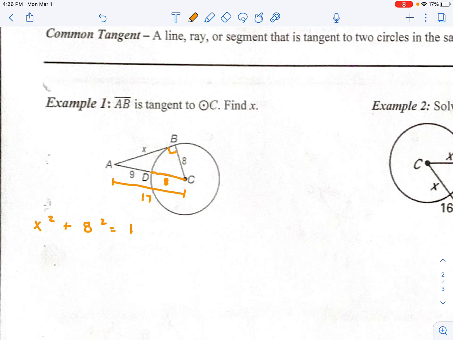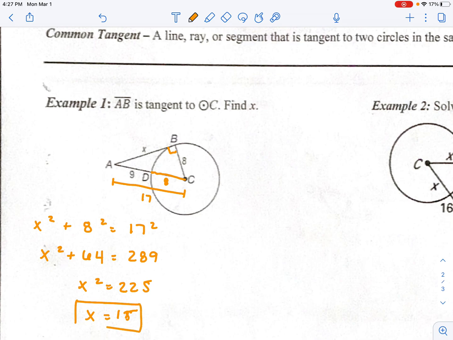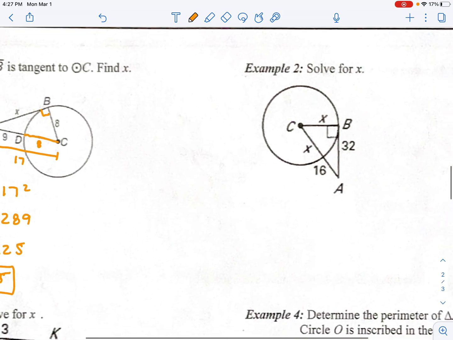x squared plus 8 squared equals 17 squared. 8 squared is 64. 17 squared is 289. Subtract that 64 over. I get 225. Take the square root of both sides, and I get 15 as x.